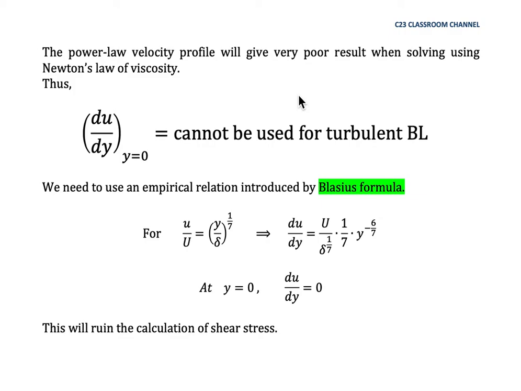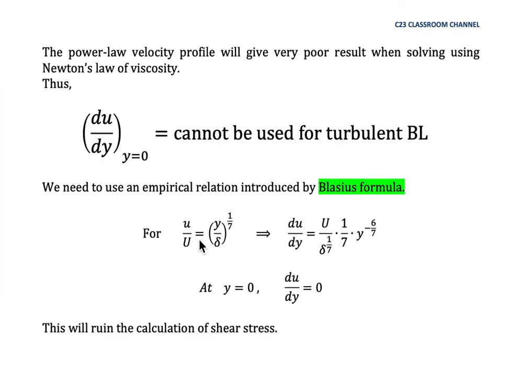That means first we need to use the von Karman equation to get the shear stress, and then we need to get another value of shear stress by using Newton's law of viscosity. However, for the turbulent boundary layer, we cannot use Newton's law of viscosity, because in Newton's law of viscosity, we have du over dy at y equal to 0. So this term will give us 0 in value.